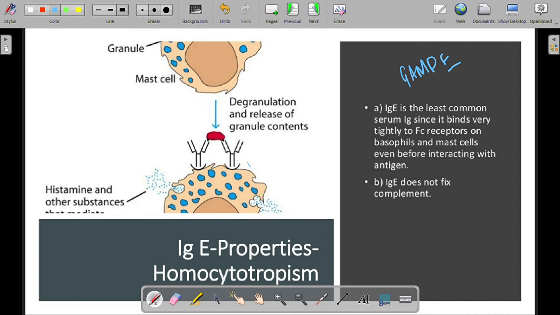So here the Fc receptor is there and this is, suppose, the basophil cell. Basophil cells and mast cells bind IgE even before interacting with the antigen, and IgE does not fix complement. After the combination with the mast cell Fc receptor, it leads to the release of histamine and other substances and mediates the immune response.